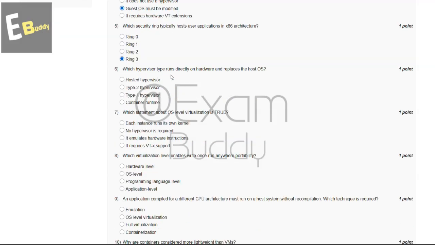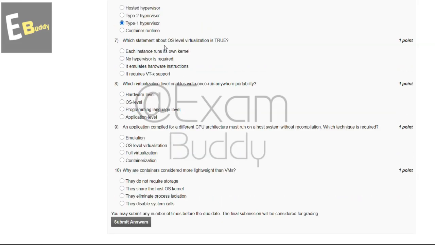Which hypervisor type runs directly on hardware and replaces the host OS? So these are the options, and the answer of our sixth question is C, type 1 hypervisor. And now let's go to our question number 7. Which statement about OS level virtualization is true? So these are the options, and the answer of our seventh question is B, no hypervisor is required. And now let's go to our question number 8.